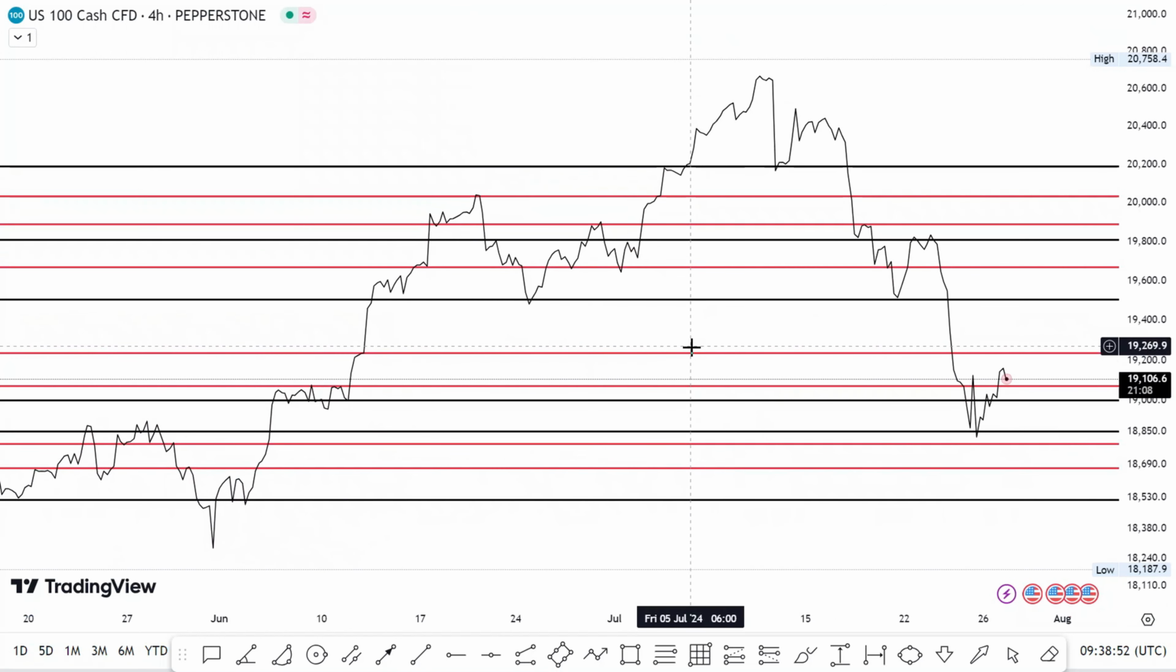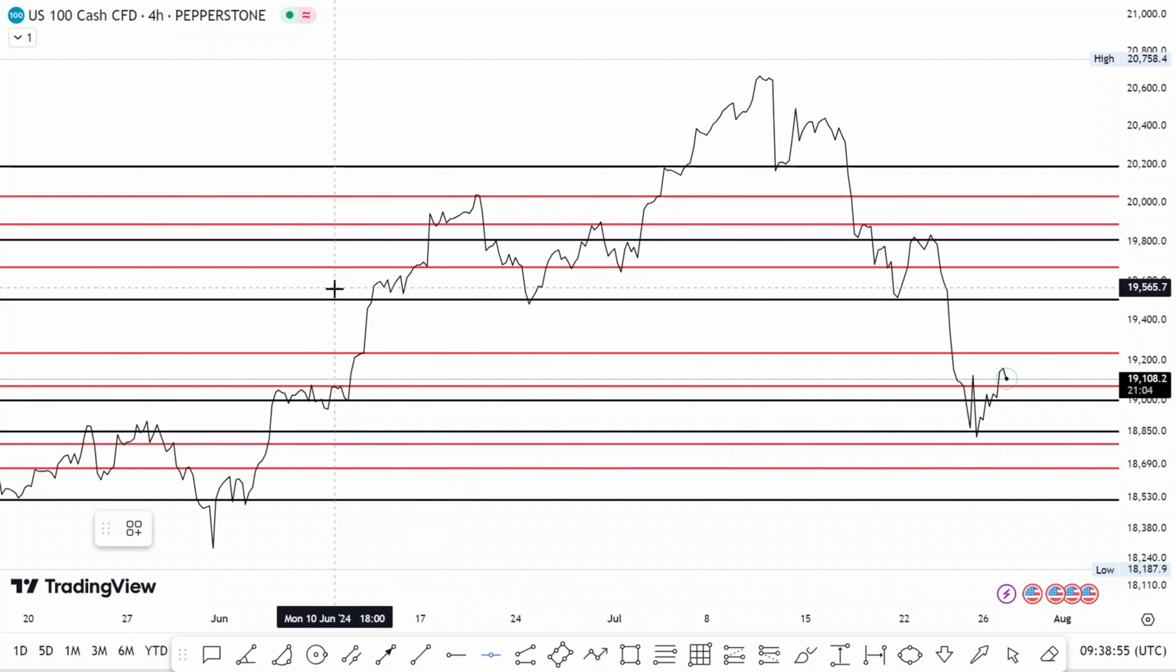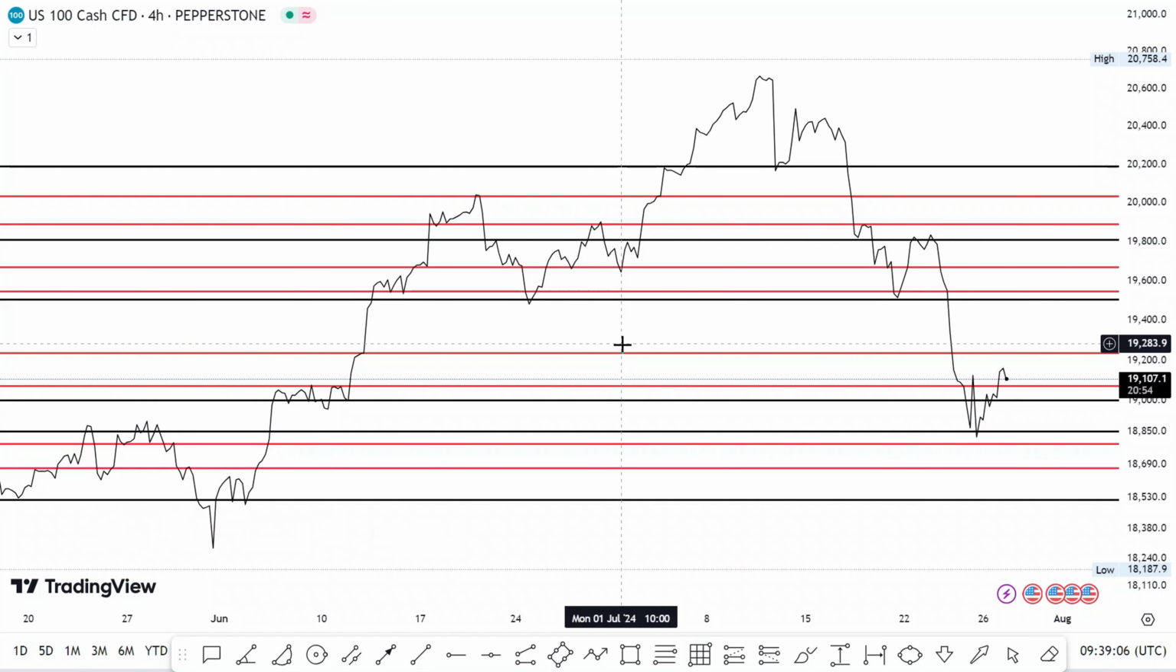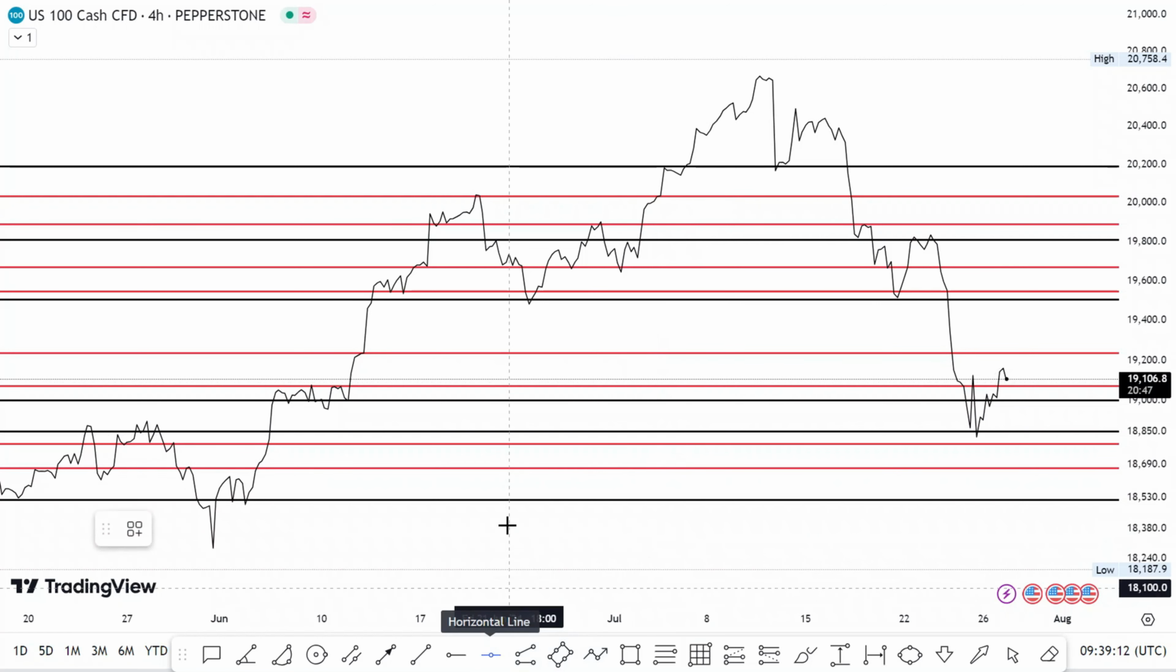So now I'm done picking from the 4-hour time frame. Okay, let me pick this one and this one. Put it somewhere around here. So I'm done picking the support and resistance levels on the 4-hour time frame. Now I'm going to go back.